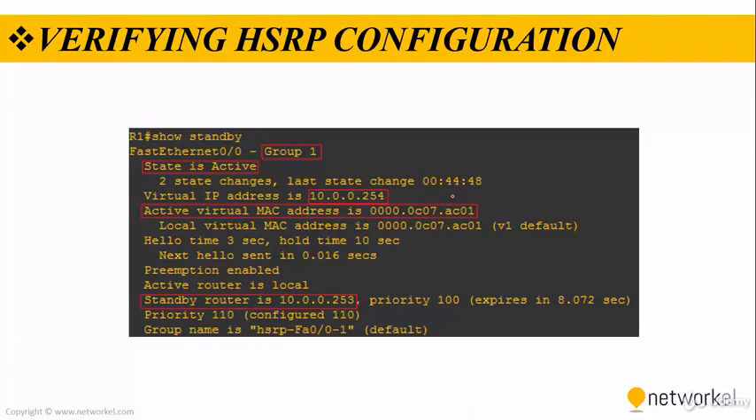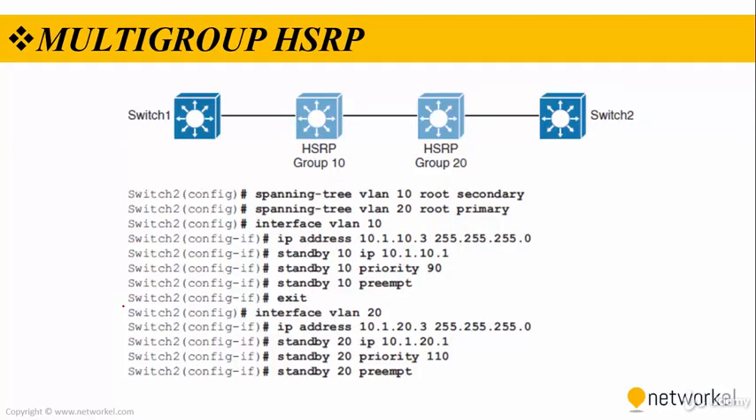To verify the HSRP configuration, I'm using the show standby command, and I can see the group number, state, active virtual MAC address and standby router's IP as well by typing the show standby command.